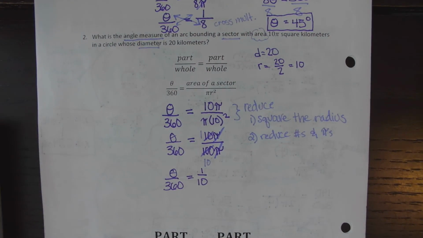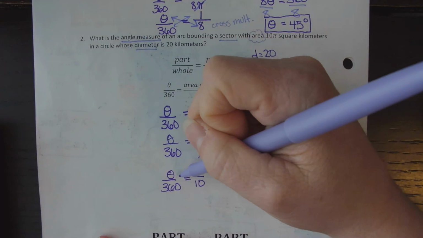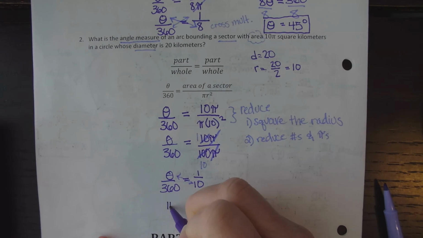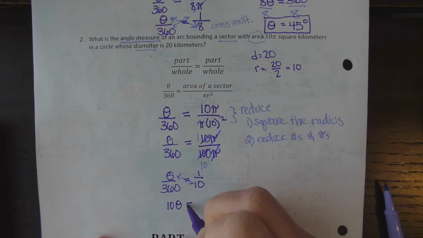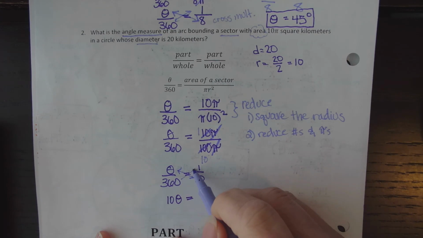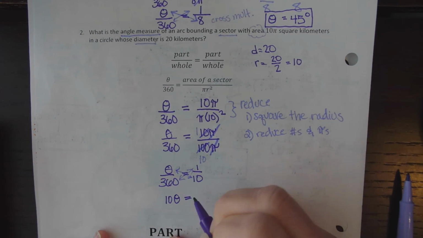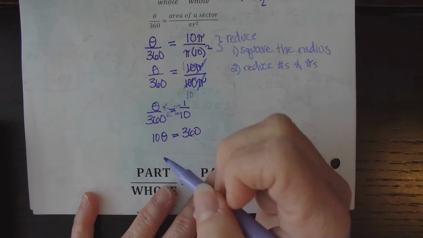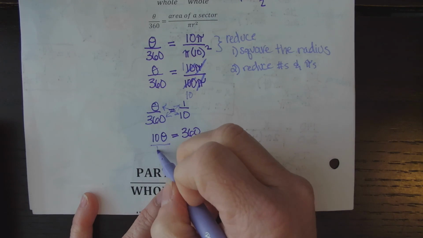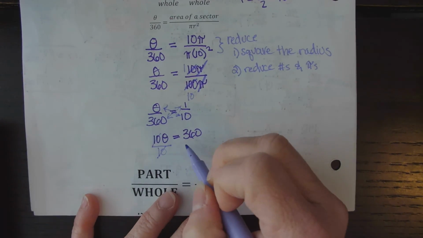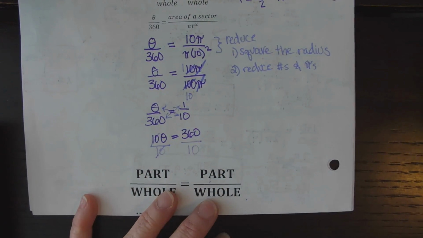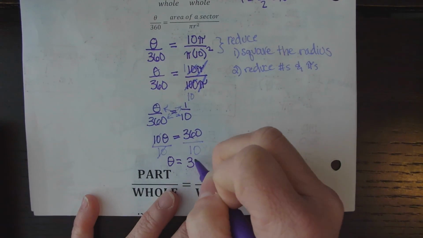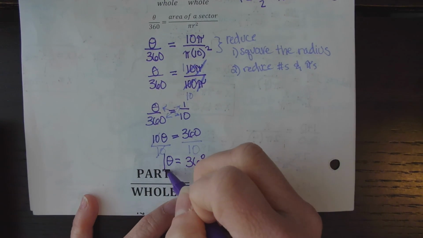All right, so now we're going to cross multiply. Theta is what we're solving for, so that's our variable. 10 times theta is 10 theta. And 1 times 360 is 360. Again, we're solving for theta, so I'm going to divide by the coefficient, which is 10. We want to get theta by itself, so I'm going to divide by 10 on both sides. And I get that theta is equal to 36 degrees. And that is my answer.